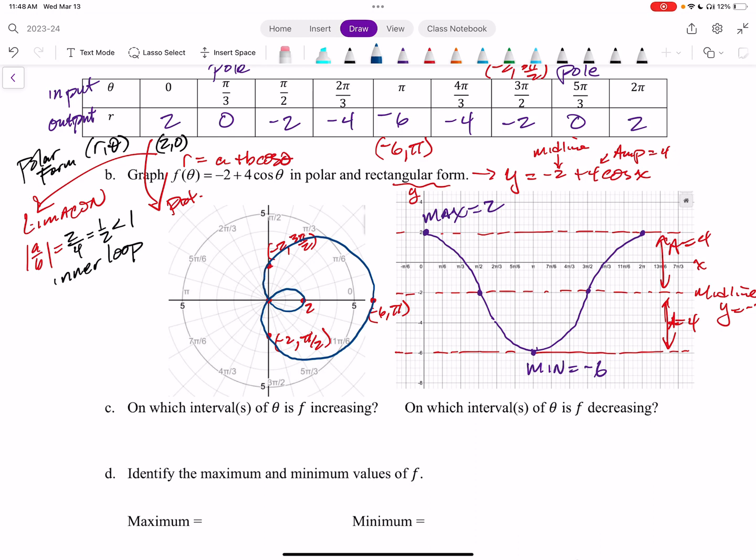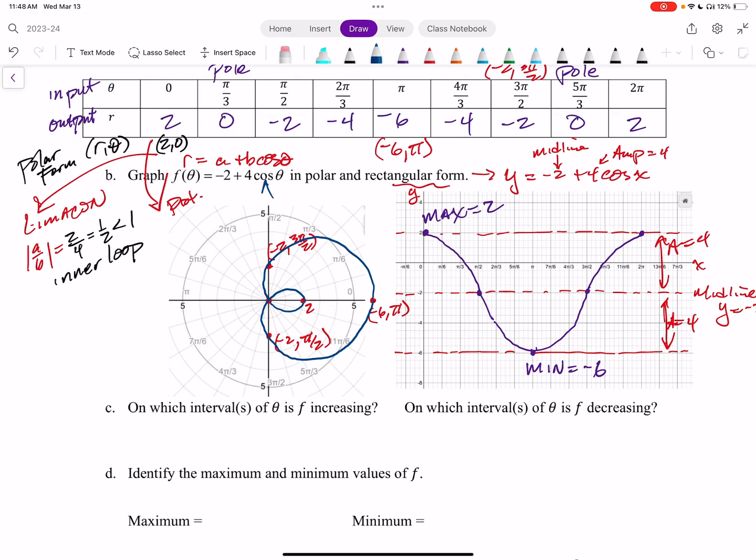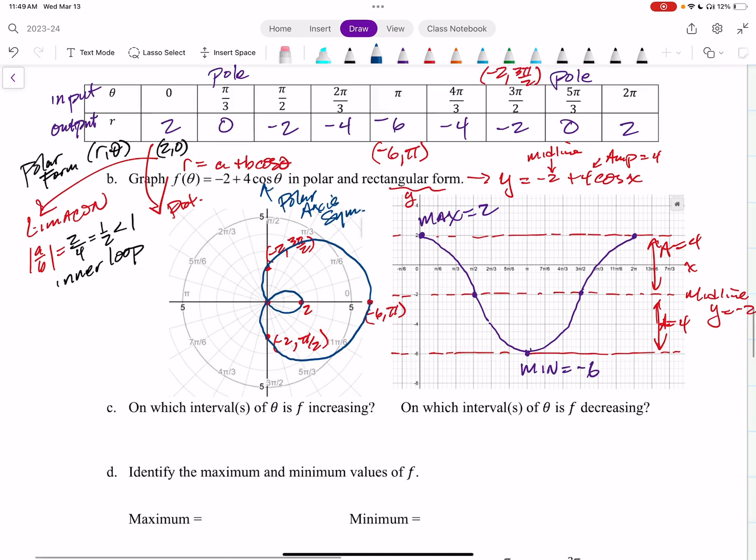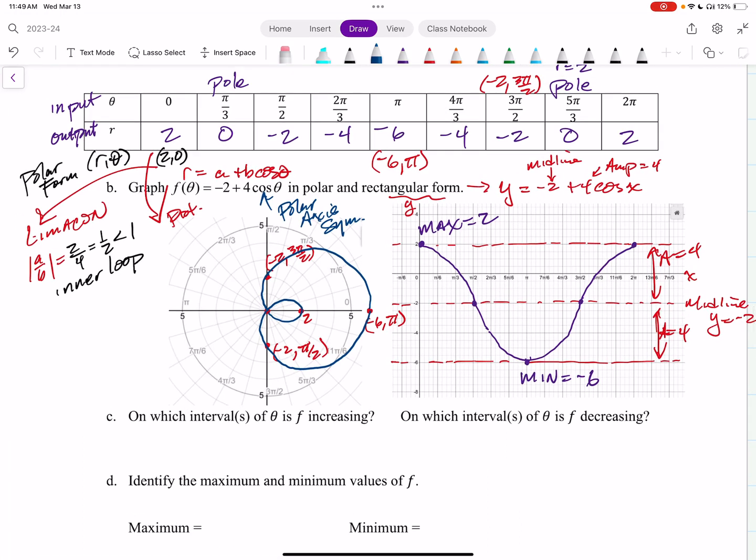Here's your limaçon with the inner loop. Notice it has polar axis symmetry because of the cosine function. I'm just going over some basics that we talked about in the prior lessons. Okay, so now that we have that done, let's take a look at the rectangular graph.